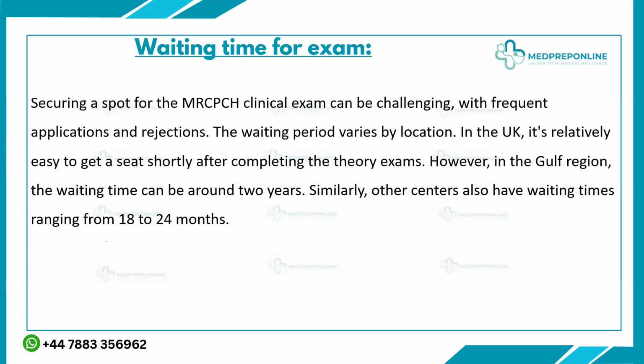Once you apply, they review the applications, because the number of seats is limited while the applications are quite a lot. Then they decide who needs to be accommodated and who will be given priority. There is a certain criteria they have to follow to allocate seats. In terms of waiting time in the Gulf, it's around 18 to 24 months. You have to wait at least 18 to 24 months in most Gulf countries till you get a seat. In the UK, it's relatively easy to get a seat after completing the theory exam.